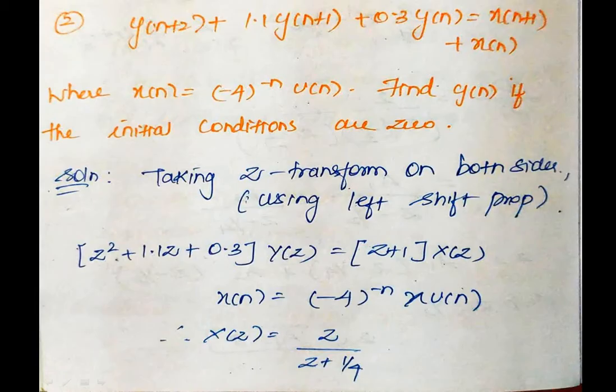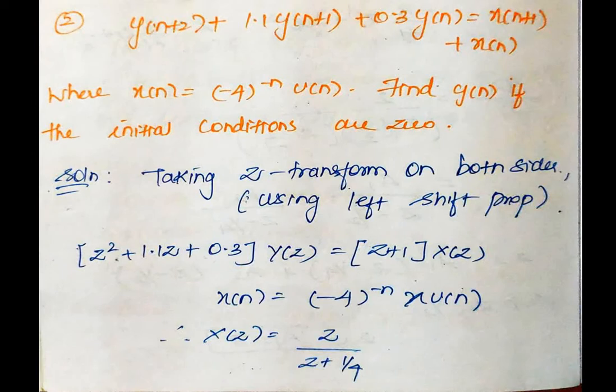Next problem is y of n plus 2 plus 1.1 y of n plus 1 plus 0.3 y of n is equal to x of n plus 1 plus x of n, where x of n is equal to minus 4 power minus n u of n. Find y of n if the initial conditions are 0. Here it is directly mentioned in the question that the initial conditions are 0.